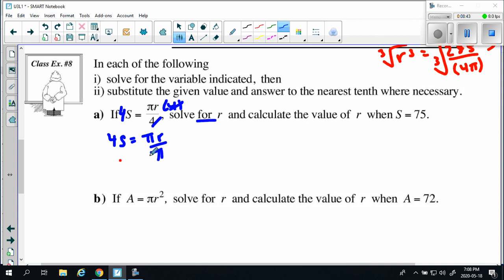And then divide both sides by pi to get r by itself. So r is equal to 4s over pi. But then they want us to substitute in 75 for s. So we will do that. So 4 times 75 and then divide by pi is 95.5.